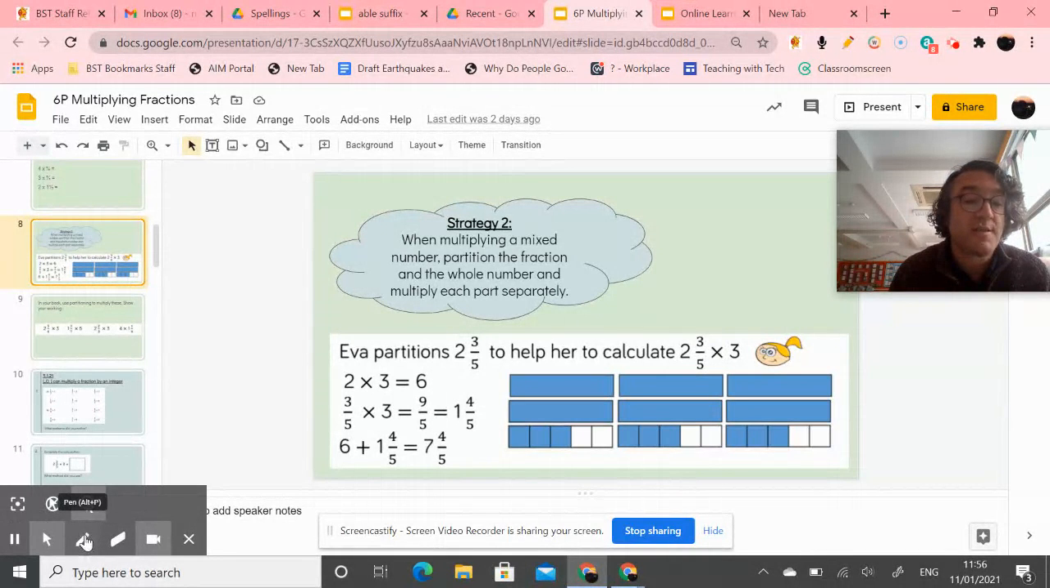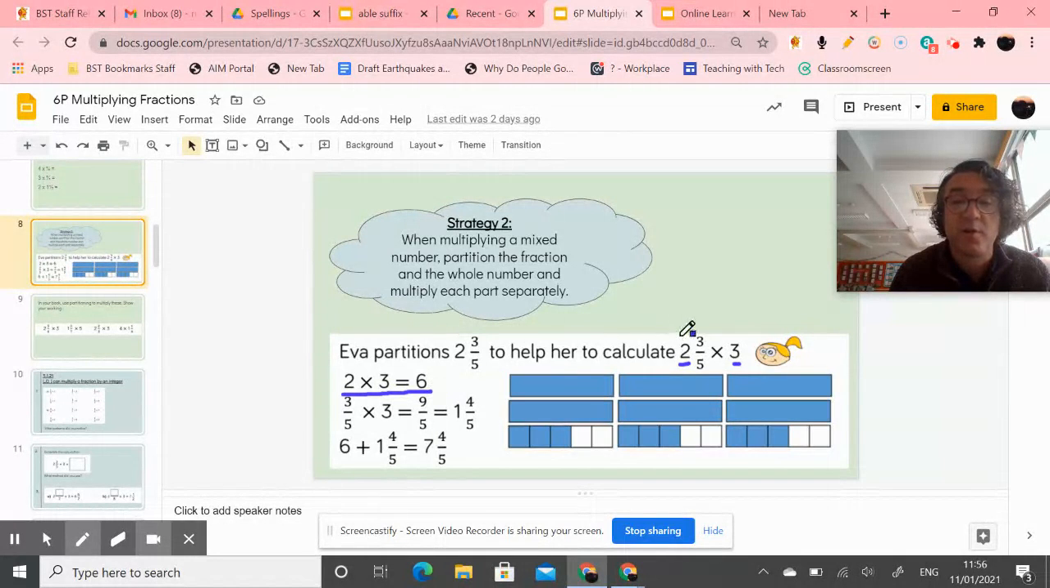So what I've done is, and you can see down here, first of all, I'm going to multiply the 2 by the 3. Okay, so 2 times 3 is 6. So I've done the whole numbers. Now all I need to do is a second part, which is going to be the fraction. So I'm going to do 3/5 times 3. Okay, so that's my second part, and that's here, 3/5 times 3.